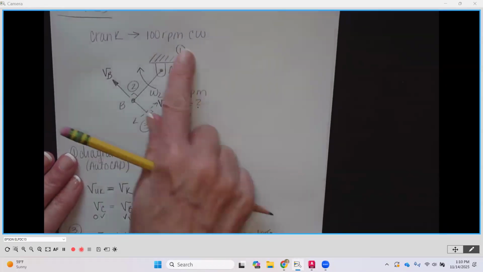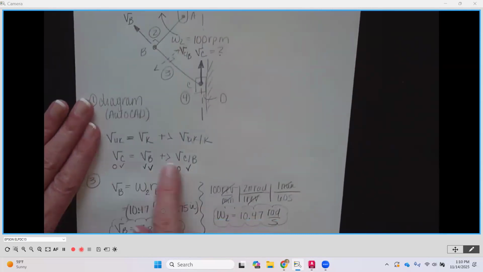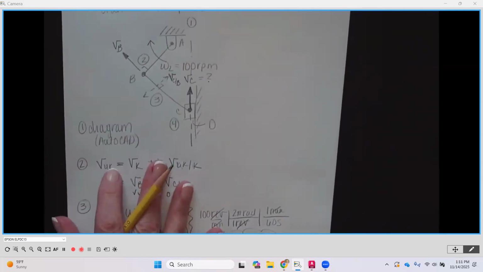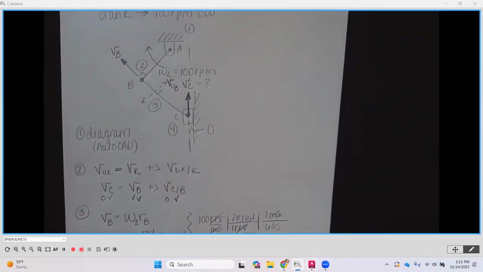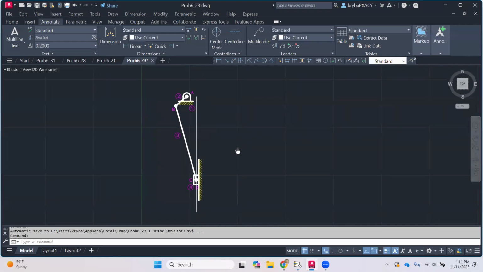Okay. All right. Okay, so now that we have the magnitude of B, we are ready to go back to AutoCAD, all right? And we are going to draw our kinematic diagram first, and then we're going to get started on our vector equation. So let's go over to AutoCAD. I have already created my diagram for 6.23. I'm going to give you time to do that very same thing. And I'm going to pause the video for a little bit, and then when everybody's ready, we'll resume.